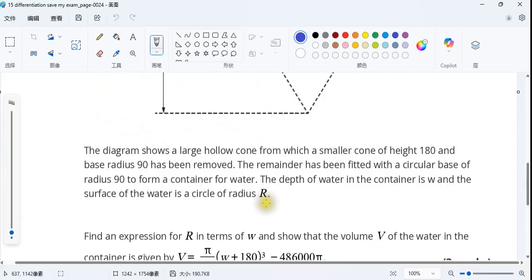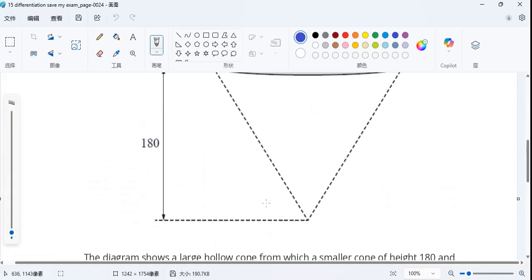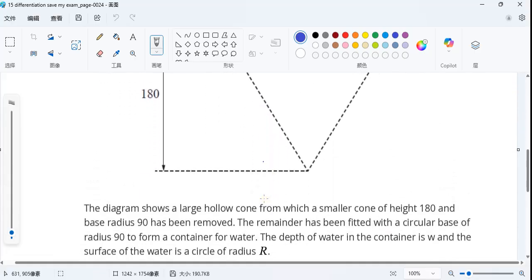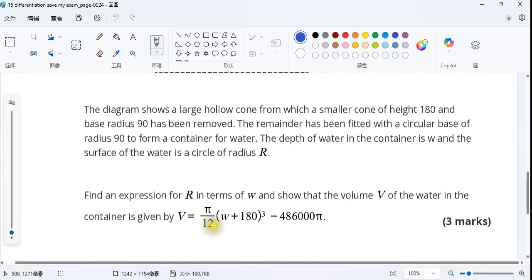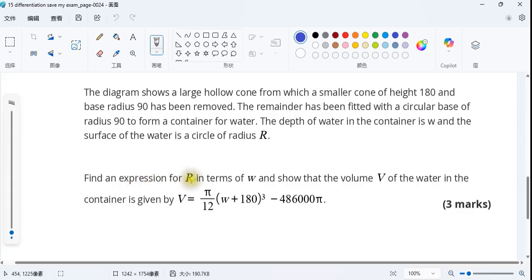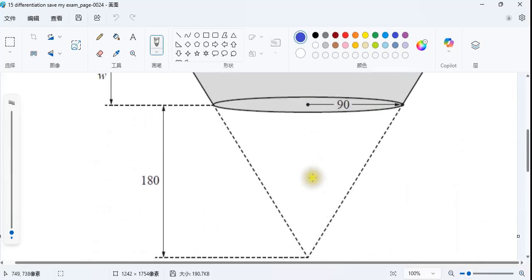The depth of water in the container is w, and the surface of the water is a circle of radius r. Find an expression for r in terms of w, and show that the volume V is this one.